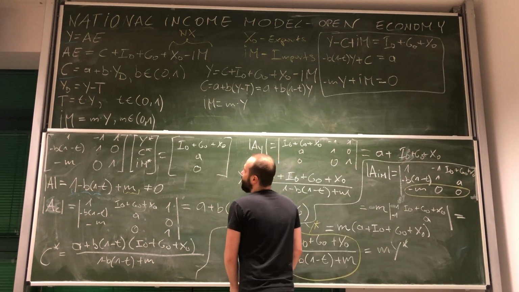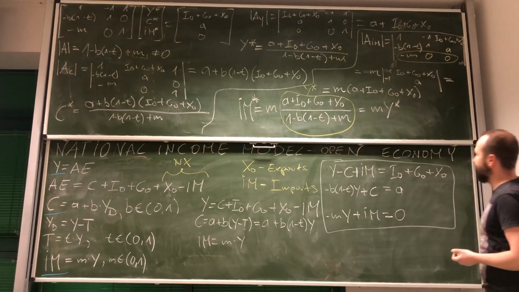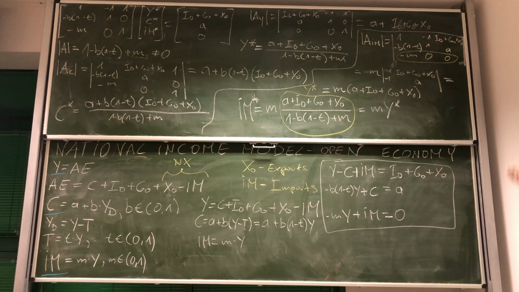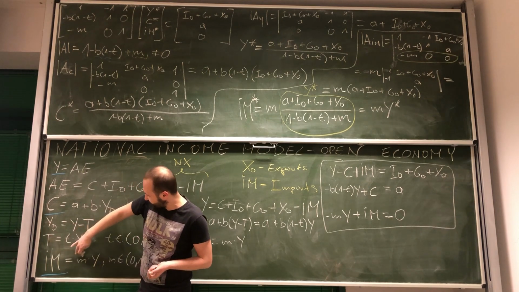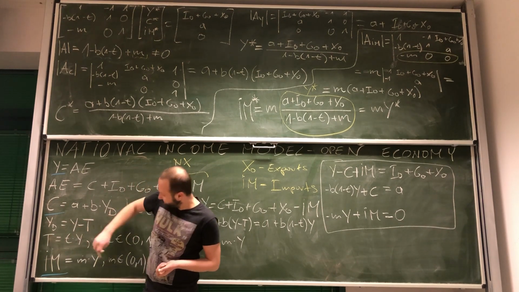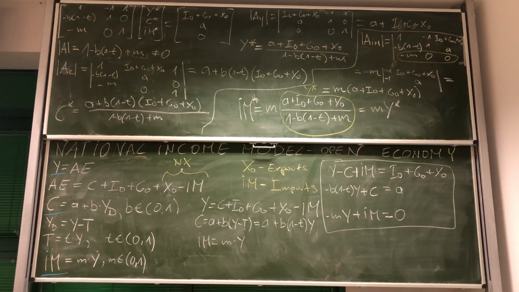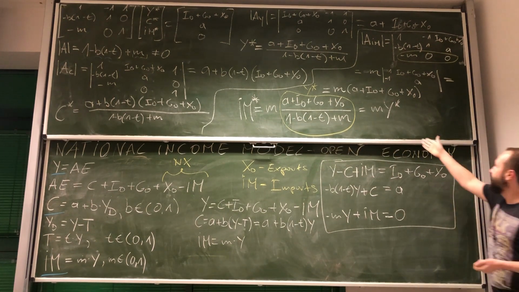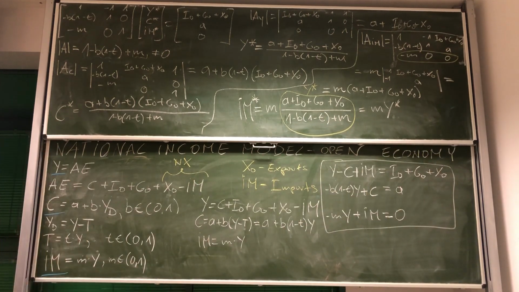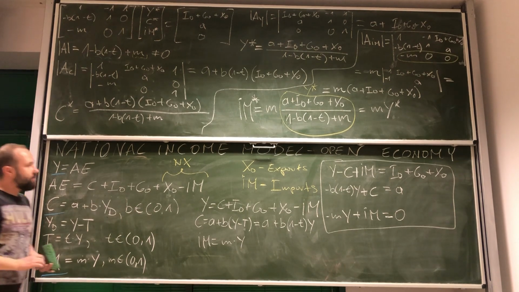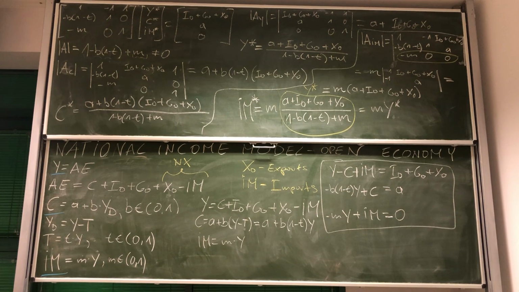And look, this result makes perfect sense. Why? Well, look, this equation defines imports as MPI times income. So of course, equilibrium imports are MPI, marginal propensity to import, multiplied by equilibrium GDP. Okay, so we know how to solve it.